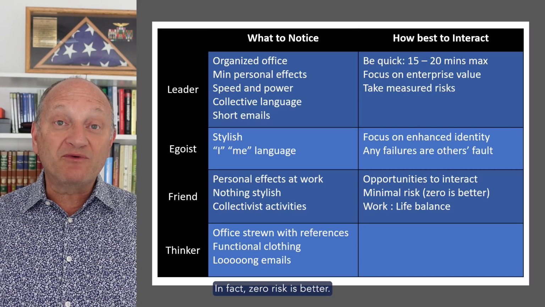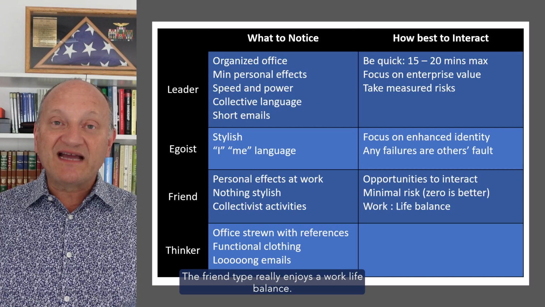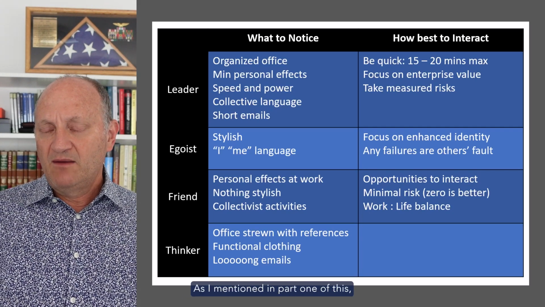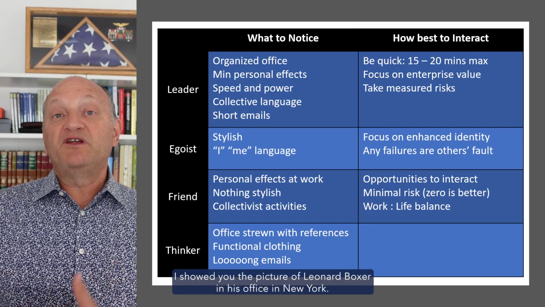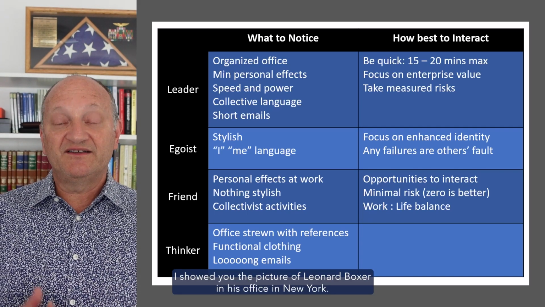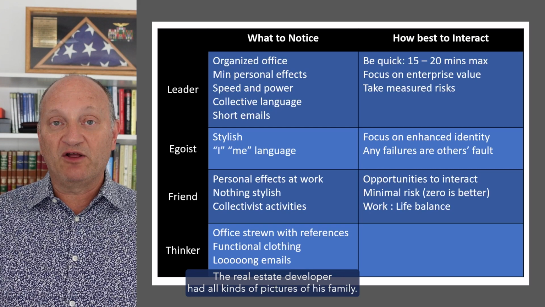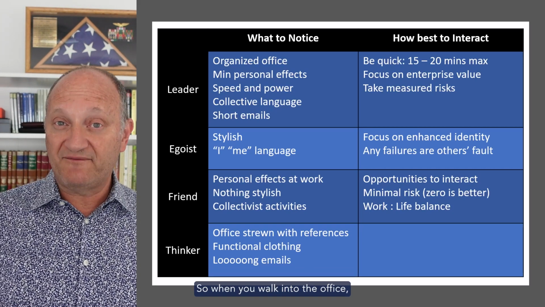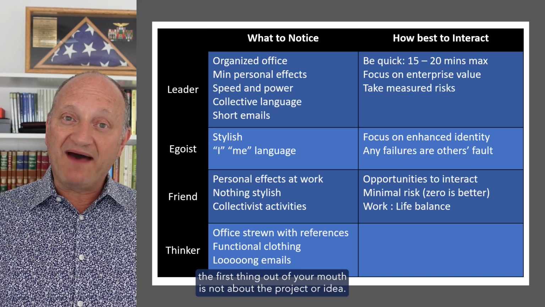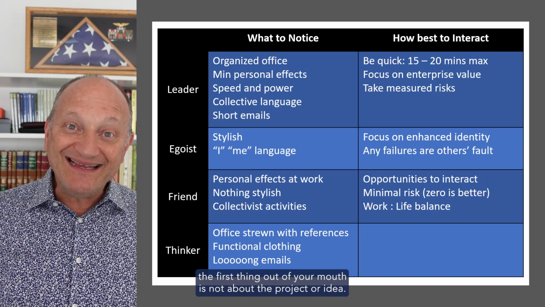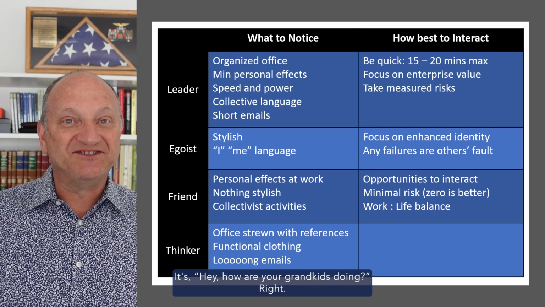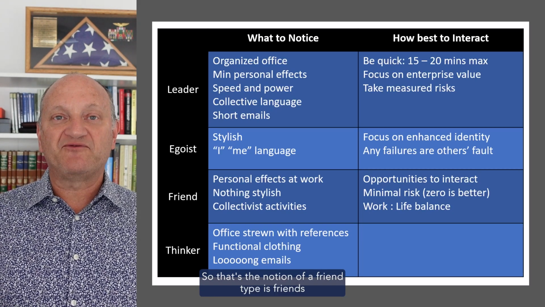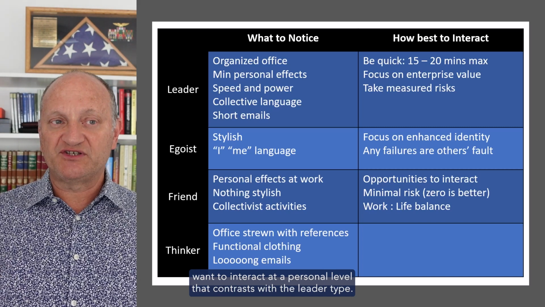In fact, zero risk is better. The friend type really enjoys a work-life balance. As I mentioned in part 1 of this, I showed you the picture of Leonard Boxer in his office in New York, the real estate developer, who had all kinds of pictures of his family. So when you walk into the office, the first thing out of your mouth is not about the project or your idea. It's, hey, how are your grandkids doing, right? So that's the notion of a friend type: friends want to interact at a personal level.